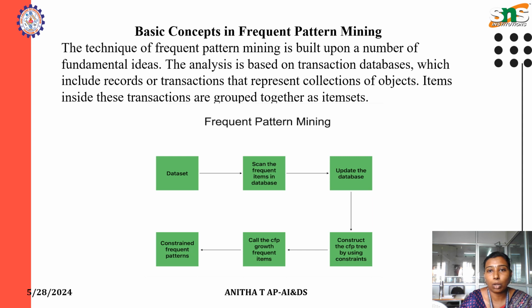Next are some of the basic concepts in frequent pattern mining. The technique of frequent pattern mining is built upon a number of fundamental items. The analysis is based on transaction databases, which include records or transactions that represent collections of items. Inside these transactions, items are grouped together as itemsets. First, collect the data sets from the large sets of transactional databases. That is the raw data. Then scan the frequent items in databases, update the databases, and construct the FP tree by using constraints. Call the FP growth frequent items and then constraints frequent patterns.